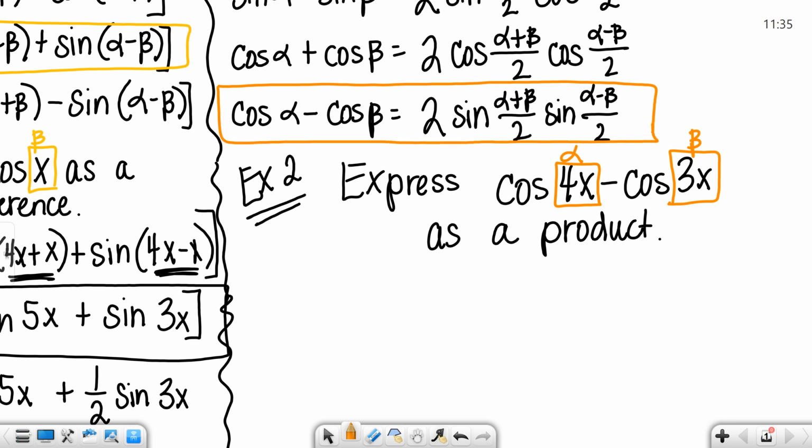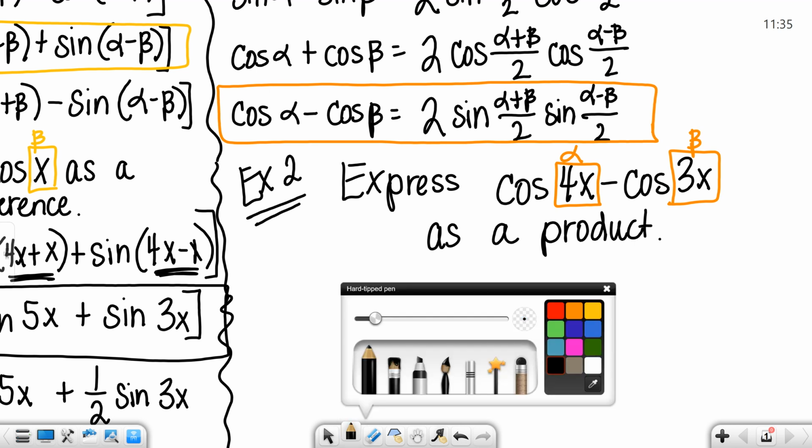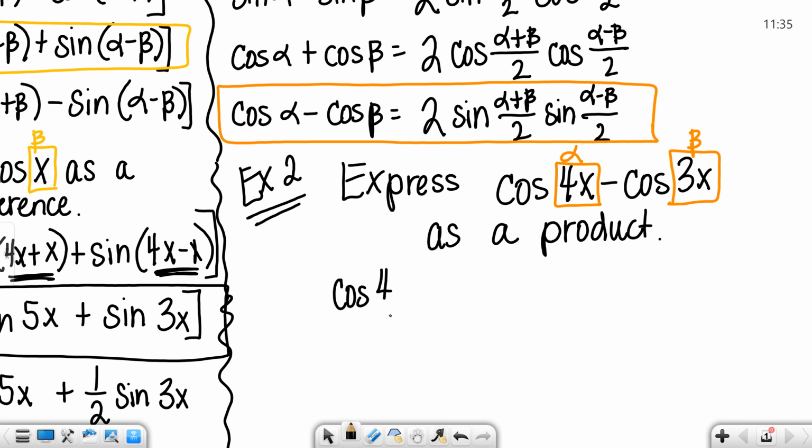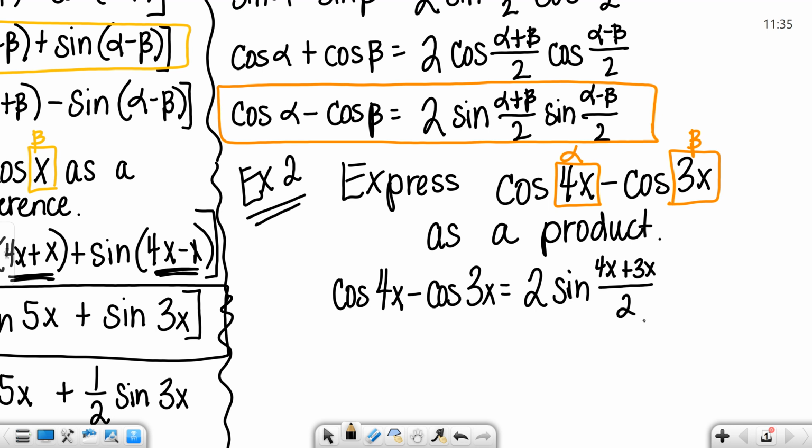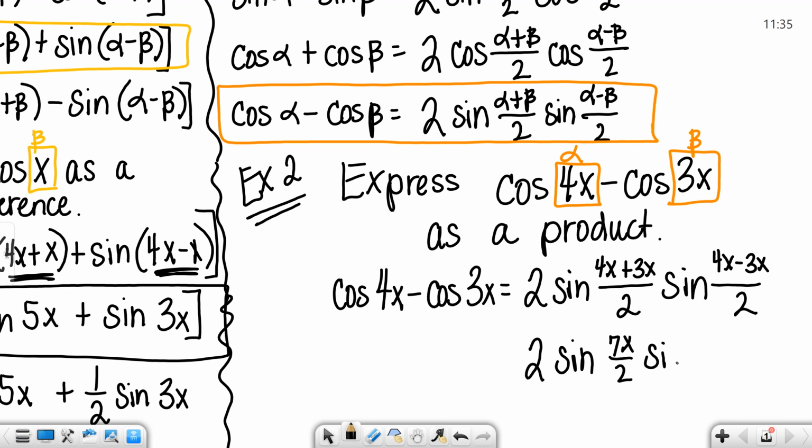Now I plug in alpha and beta where they belong in the formula. Cosine 4x minus cosine 3x is equal to, now we use our formula, 2 times the sine of 4x plus 3x divided by 2 times the sine of 4x minus 3x divided by 2. Now we actually are going to do the combining of like terms. So this would be the sine of 7x divided by 2 and the sine of x divided by 2.